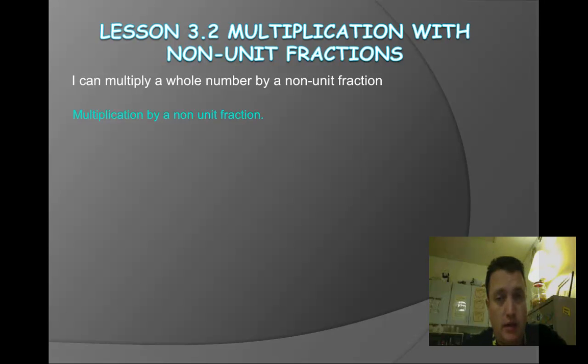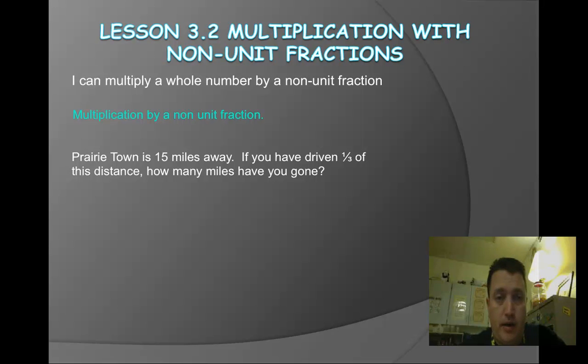Okay, so we're going to talk a little bit more in depth about multiplication with a non-unit fraction. We're going to look at a word problem to help us figure that out. This one says Prairie Town is 15 miles away. If you've driven 1/3 of the distance, how many miles have you gone? Now you're thinking to yourself, that's a unit fraction. It is, but there's a reason for that. We're getting to it, I promise. So we have to figure out what 1/3 of 15 is. And you remember in our last lesson, that's like saying 15 divided by 3. I'm taking that 15 and dividing it into those 3 equal groups, and I know that that's 5.